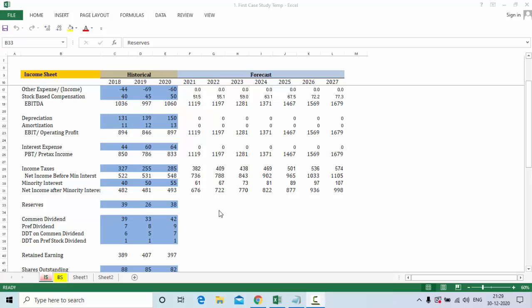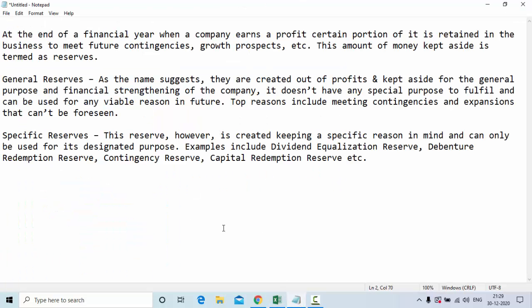In this video, we will understand and forecast reserves, common dividend, preference dividend and dividend distribution tax on common dividend and preference dividend. So the first item is a reserve. What is reserve? At the end of financial year, when a company earns a profit, then a certain portion of the profit is retained in the business to meet future expected or unexpected losses and sometimes growth prospects. So this amount which is kept aside from the profit is called reserve.